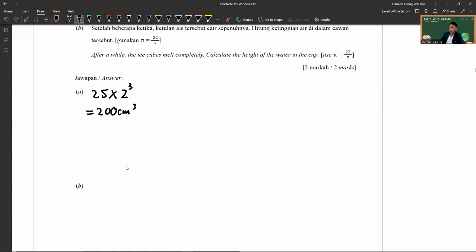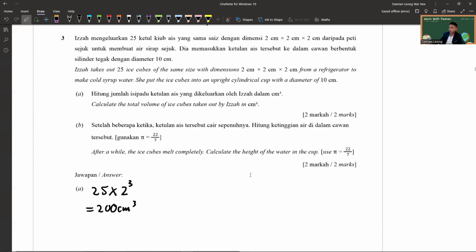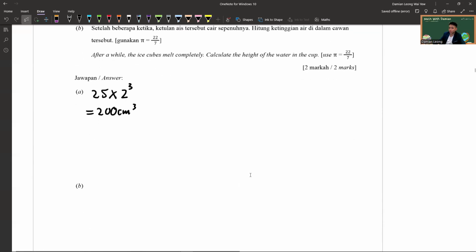The height of the water will be in the shape of the cup, which is a cylinder. It says cylindrical cup. The diameter is 10 cm, so the radius is 5 cm. The volume of a cylinder is pi r squared h, and they say pi is 22 over 7. So pi times radius squared, 5 squared, times height, I put h, equals the 200 cm cubed.